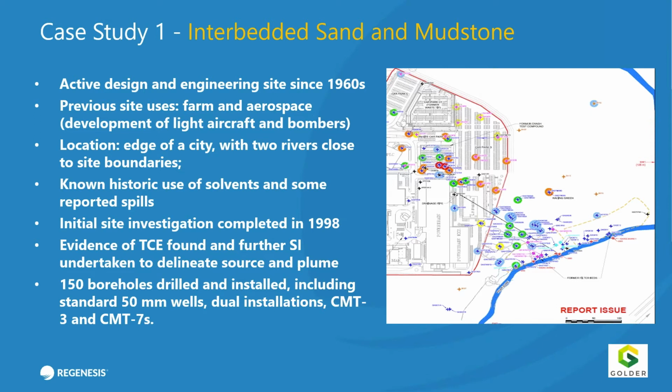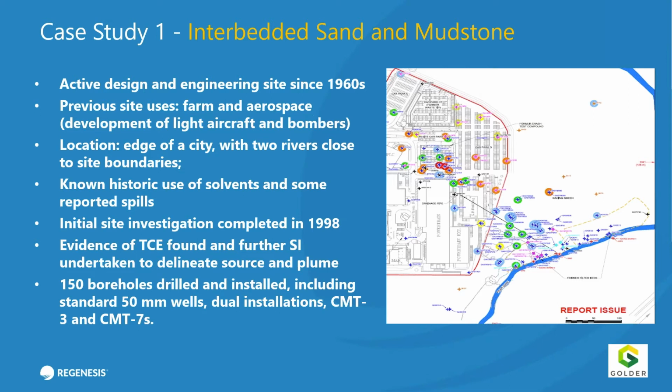But the site itself is an active design and engineering site. It has been since the 1960s. It did have a series of previous uses though, so it was greenfield, it was a farm before that, but it was also an airport and aerospace facility where they developed light aircraft and bombers. The site is located on the edge of the city with two rivers running close to the site, acting as site boundaries, really. And there was a known use of historic solvents, some of which were reported, some of which it would appear not, due to the age.